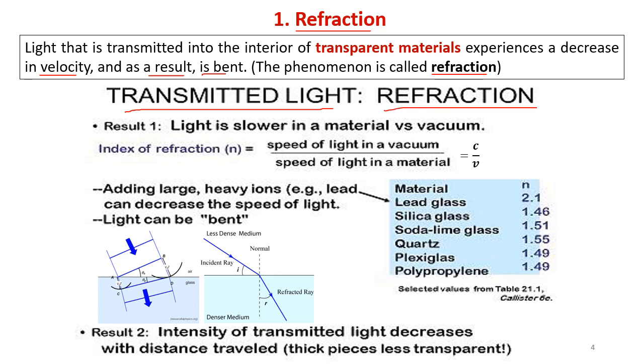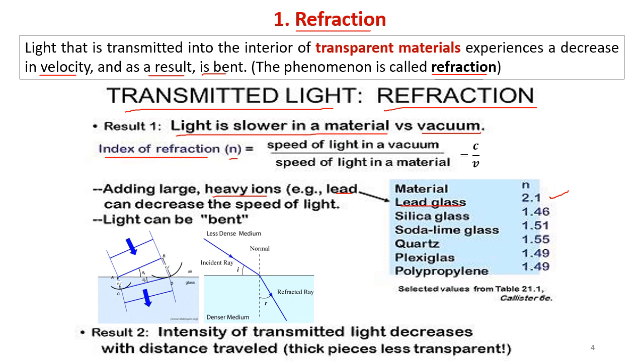This is the result of the fact that light is slower in the material compared to in a vacuum. So here we have the index of refraction n equal to the speed of light in a vacuum over the speed of light in the material, c over v. Adding large or heavy ions such as plumbum (lead) can decrease the speed of light, whereby the light can be bent. We can see here the lead glass has the highest index of refraction due to the heavy ions of lead.